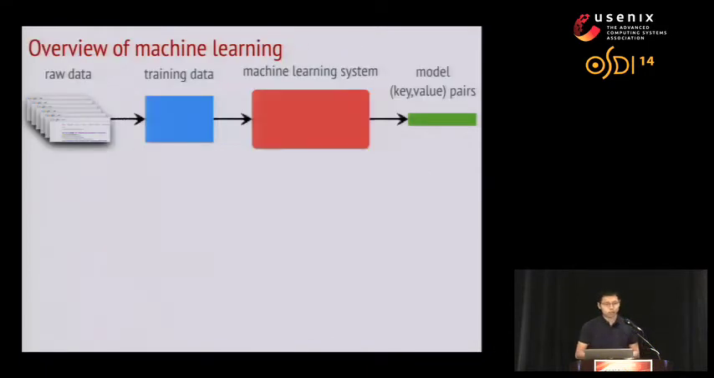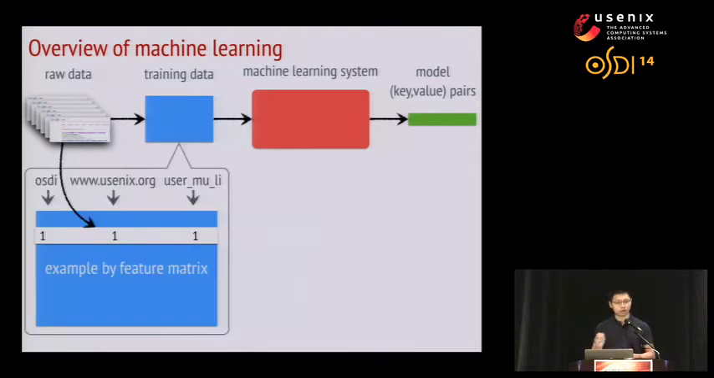Before we go, I would like to first briefly overview the machine learning task. The first step is that we collect some raw data. In the previous example, it's just some ad impression logs. We do feature extraction to get the training data. Then we input this training data into a machine learning system and get the machine learning model we want. It's typically just a list of key-value pairs, and these pairs can be used to predict the future.